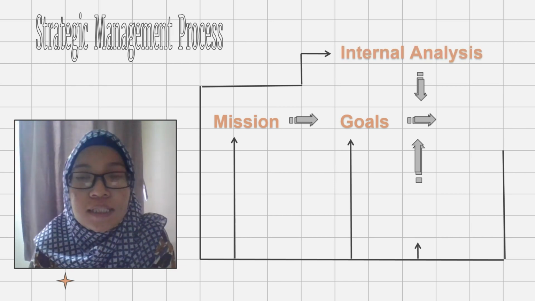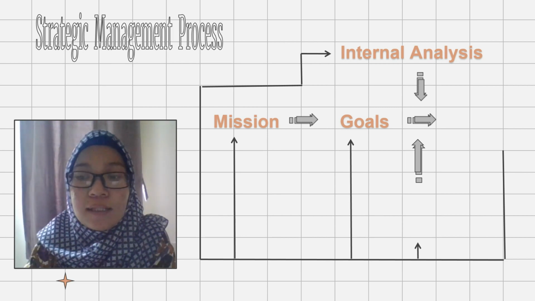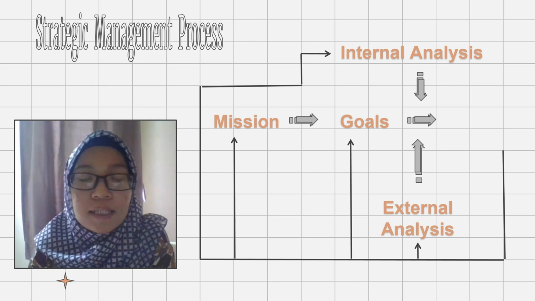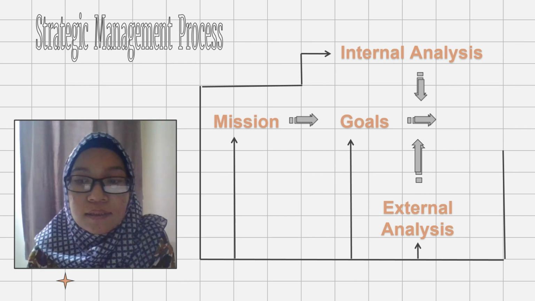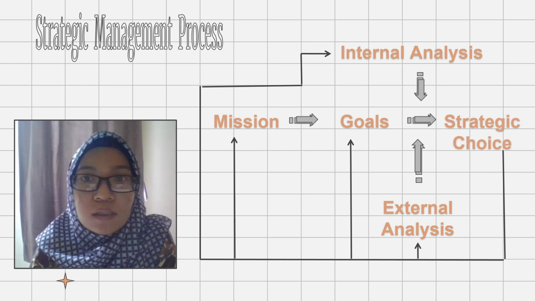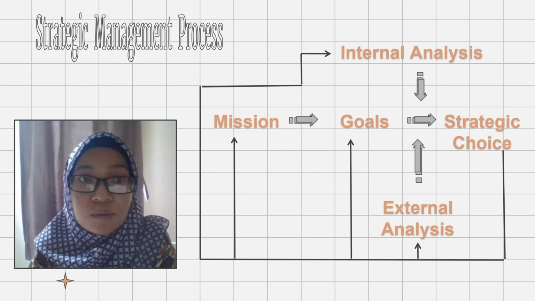For internal analysis, it consists of strengths and weaknesses that link to the external analysis that consists of opportunities and threats. Strategic choice is the conclusion of the whole management process.